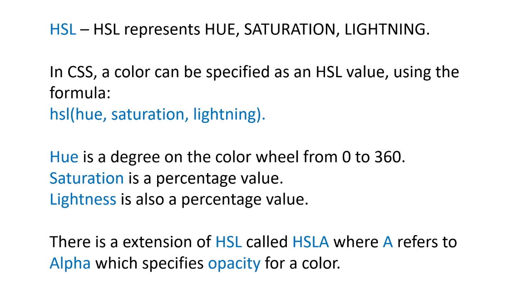In CSS, a color can be specified as an HSL value, using the formula hsl(hue, saturation, lightness). Hue is a degree on the color wheel from 0 to 360. Saturation is a percentage value. Lightness is also a percentage value. There is an extension of HSL called HSLA, where A refers to alpha, which specifies opacity for a color.